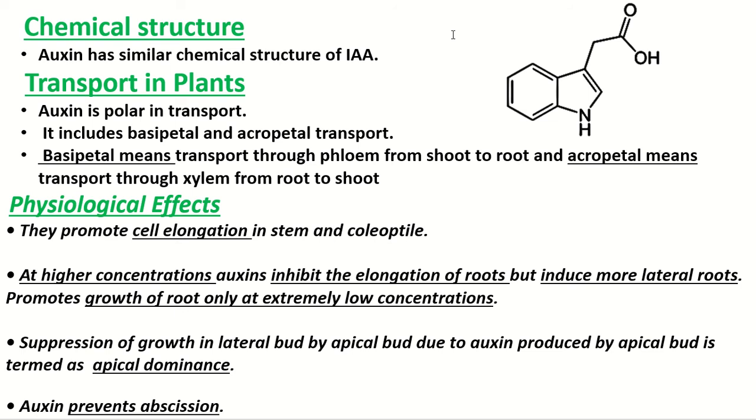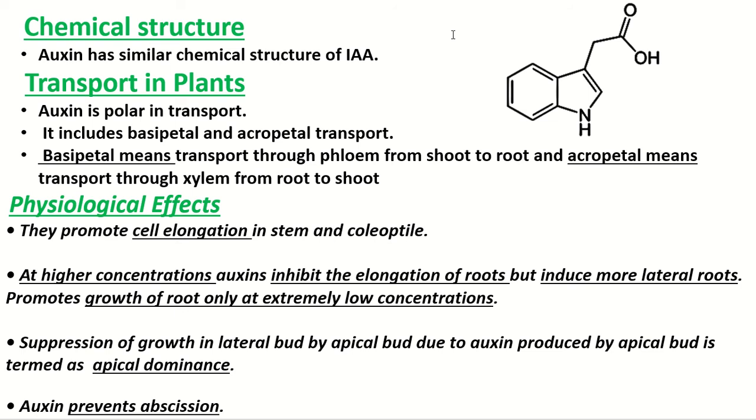It also includes transport in the way of basipetal and acropetal transport. Basipetal transport means it is transported through the phloem, which is a food conducting tissue. We already discussed the phloem tissue and xylem tissue. Do check the description box to find the link for those videos. The auxin is transported through the phloem from the shoot system to the root system.